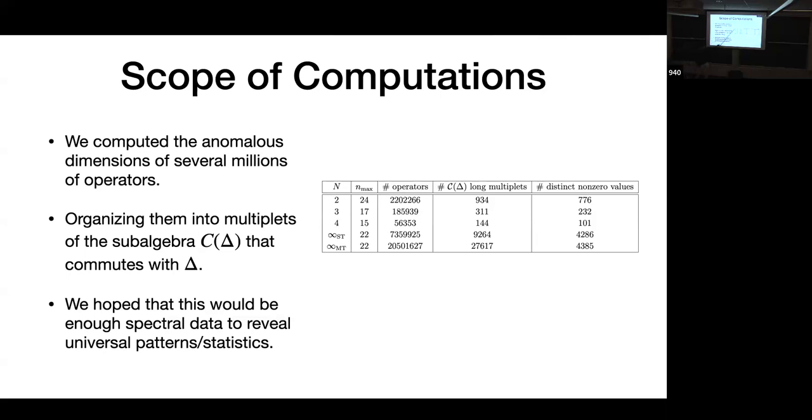Basically for the rank N equals 2, 3, 4, and so on, we have these many operators, and then we organize them as multiplets under this symmetry. After that, we can look at what are the distinct values of anomalous dimension we have.